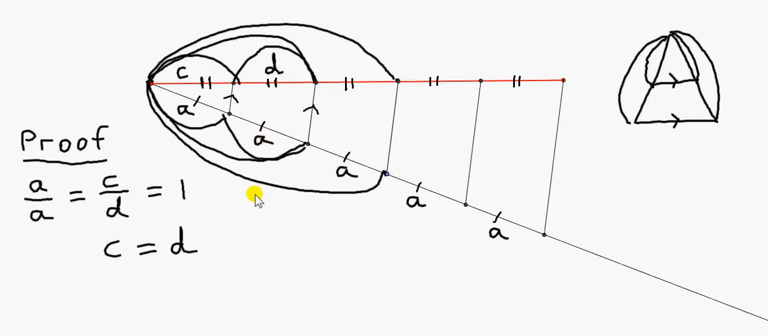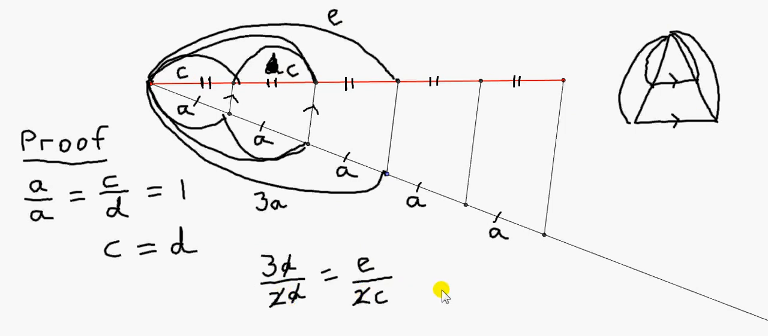But the distance from here to here is 3A. Now let's call the distance from here to here E. We know that C is equal to D, so we can replace this D with C. So 3A divided by 2A must equal E divided by C plus C, which is 2C. So we can cancel the A's here, and we can multiply both sides by 2 to cancel the 2's, and we get E equals 3C. So the distance from here to here is 3 times C. So the distance from here to here must be C.